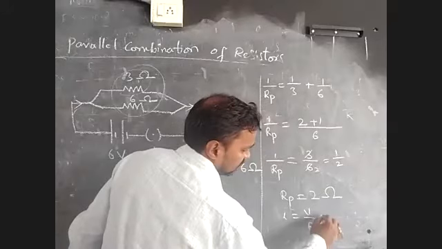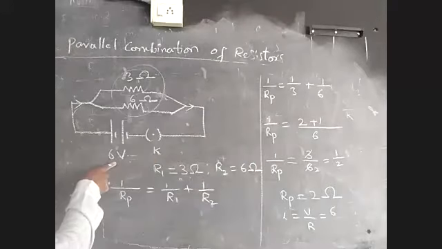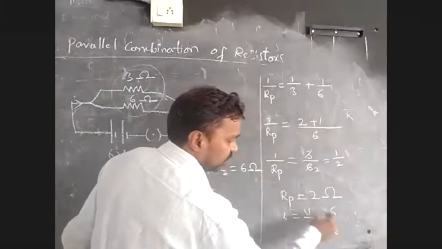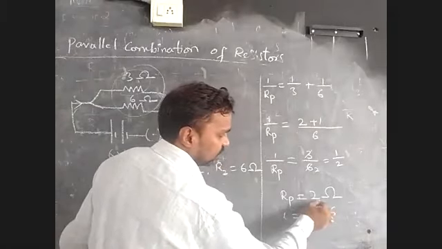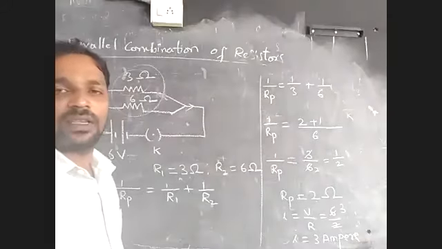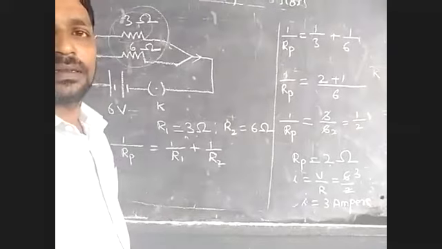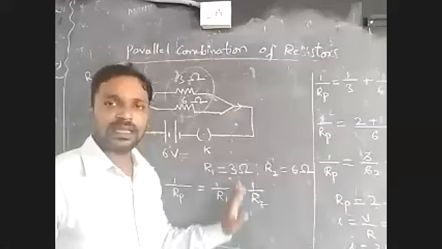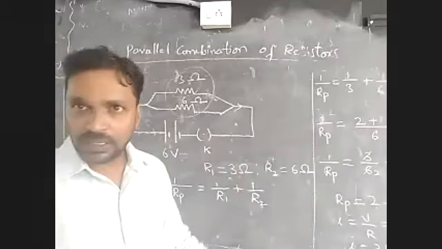Therefore, what is V? Yes, 6 is given. This is the V. And R is nothing but the total resistance. What is the total resistance? 2. So 6 by 2, I is equal to 3 ampere. That is our answer, 3 ampere. Ampere is the unit of electric current. Okay, 3 amperes we will write.